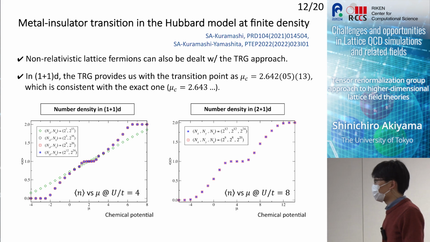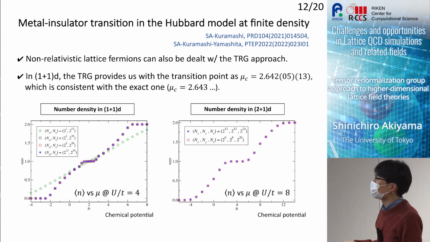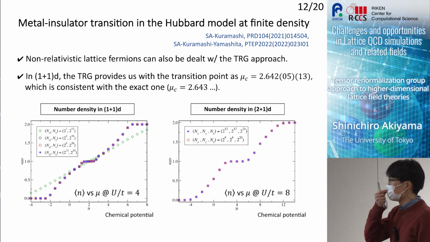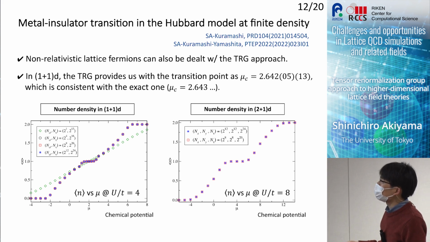And in both cases, we can see a clear Mott plateau around the half-filling point. Particularly in the 1+1 dimensional case, the model can be exactly solved by the Bethe ansatz. So we can evaluate the efficiency of the TRG calculation by comparing with some exact result. For example, in this case, the metal-insulator transition occurs at this point. This is the exact result. And the TRG calculation shows a nice agreement at this exact transition point.